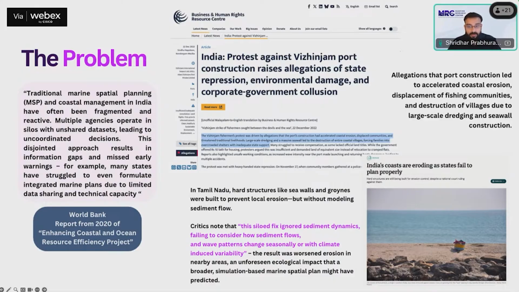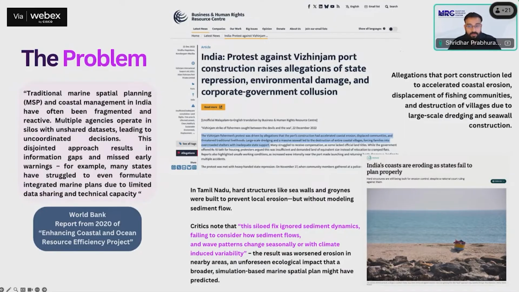If we look at two examples of how this actually impacts: in Tamil Nadu, off the coastline in Dhanushkodi, there were sea walls being installed to prevent local erosion. But the construction of sea walls for prevention of local erosion did not take into consideration how the sediment flows seasonally. So what ended up happening is that the localized fix for that particular region just shifted the problem downshore to a different area, and the adjacent fishing villages lost their beaches, the turtle nesting in the region has declined, and so on and so forth. Critics have noted that this is essentially a siloed fix which did not take into account how the sediment flows, how the water flows.